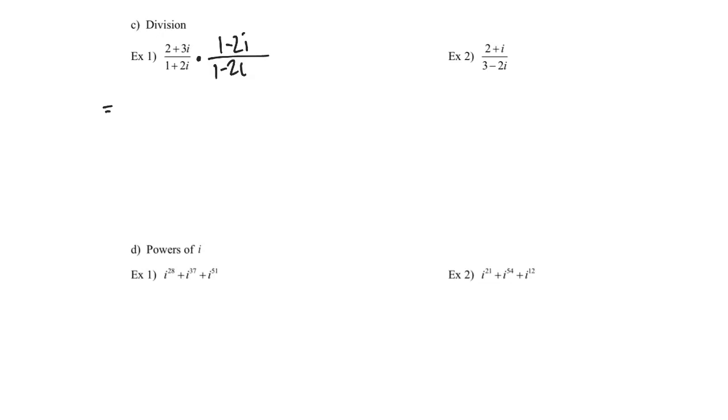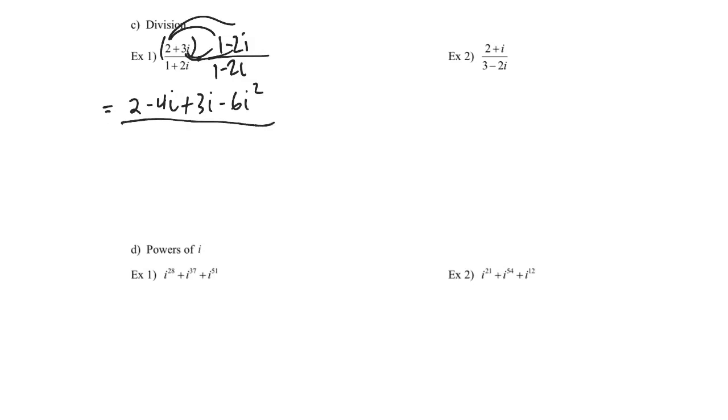Okay, what that's going to end up giving us in the numerator when we distribute here is 2 times 1, which is 2, and then 2 times minus 2i is going to give me minus 4i. 3i times 1 is going to give me plus 3i, and then finally 3i times negative 2i is minus 6i squared, which we know is going to end up being plus 6.